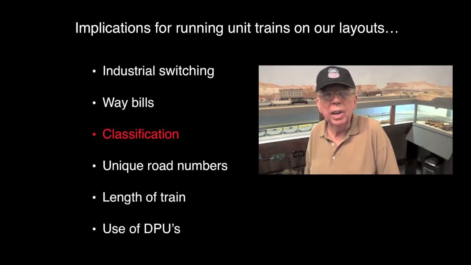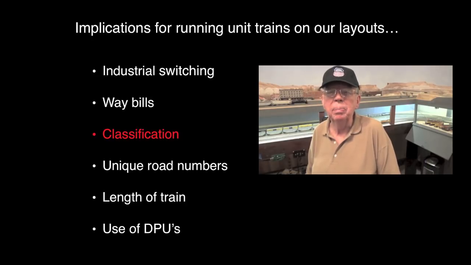There's no classification of unit trains between their origins and destinations. Many modelers would not like that. Yard classification is one of my preferred types of activities. In effect, the cars on a unit train remain permanently coupled together. That's why the Caddo covered hoppers on my layout have come with dummy couplers. They are meant to be coupled and stay coupled as unit trains rather than being disassembled for classification.